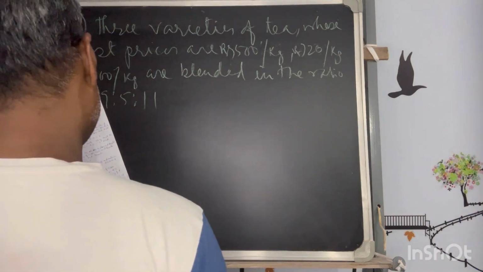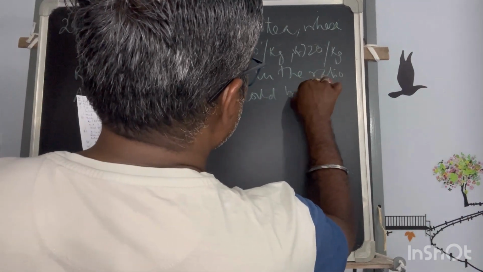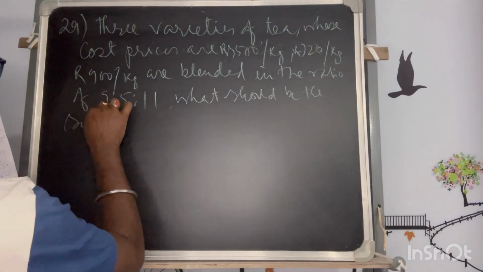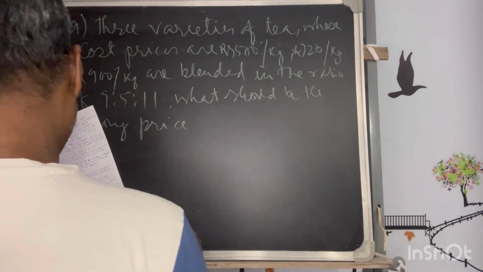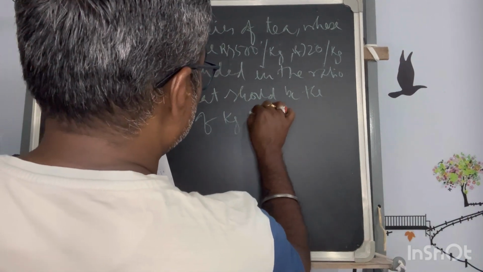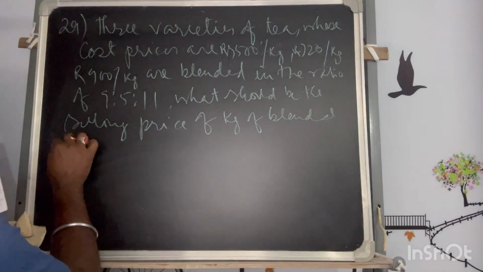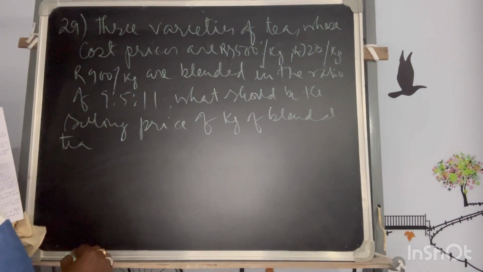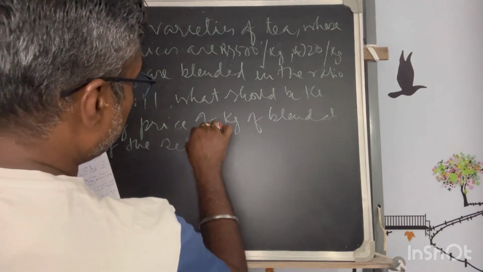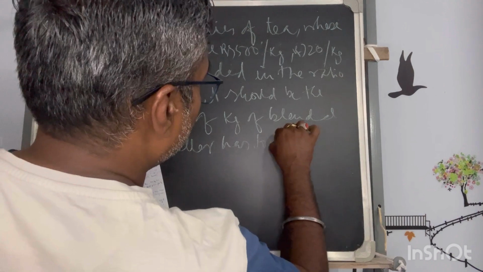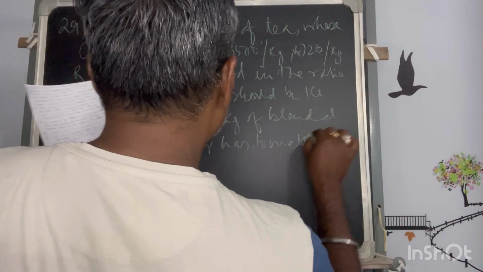What should be the selling price of a kg of blended tea if the seller has to make a profit of 20%?